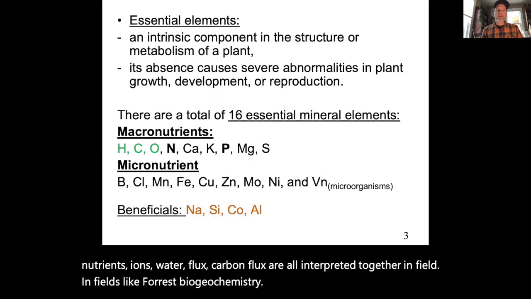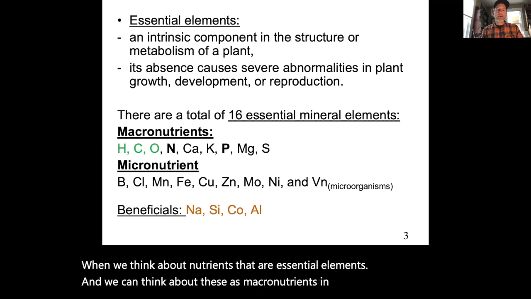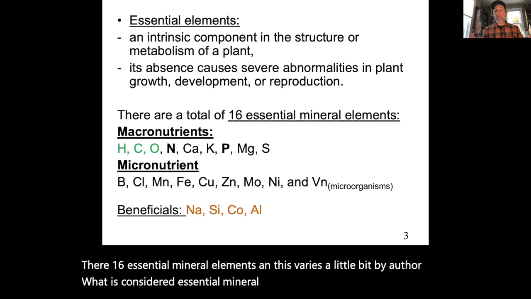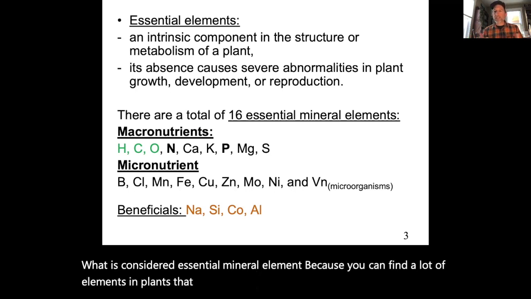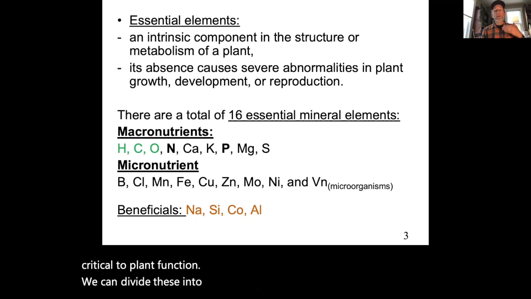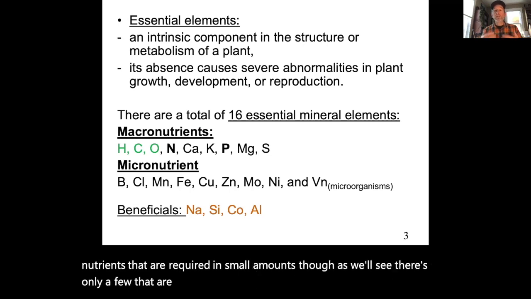When we think about nutrients, there are essential elements, and we can think about these as macronutrients and micronutrients. There are 16 essential mineral elements, and this varies a little bit by author, what is considered an essential mineral element, because you can find a lot of elements in plants that are more than just these 16. But these 16 are critical to plant function. We can divide these into nutrients that are required in large amounts and nutrients that are required in small amounts, though as we'll see, there's only a few that are really required in noticeably large amounts.